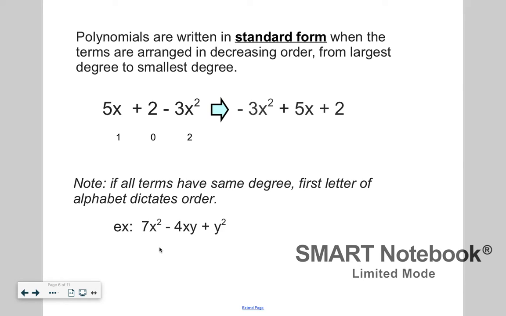So because they each have the same degree, you might not know what order to put them in, right? From largest to smallest. And if that ever happens, you just should go with the alphabet. So because x comes before y, x is what's going to determine the order here. So I go with x squared followed by x to the first, x to the 0. Okay, so again, not super important, just more of an interesting tidbit.